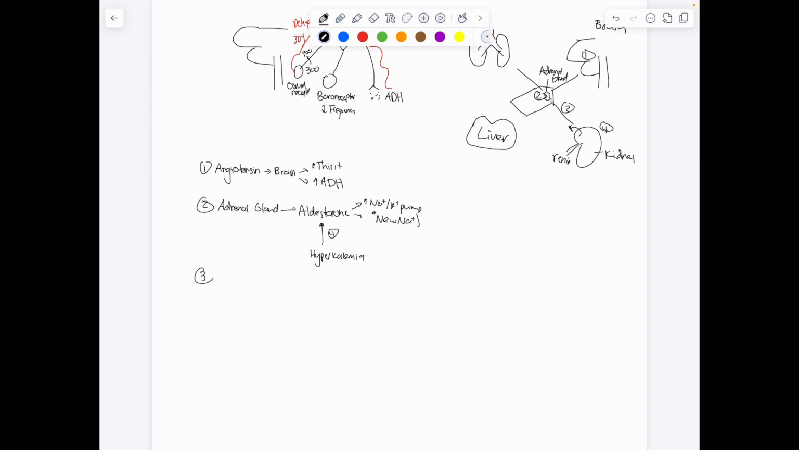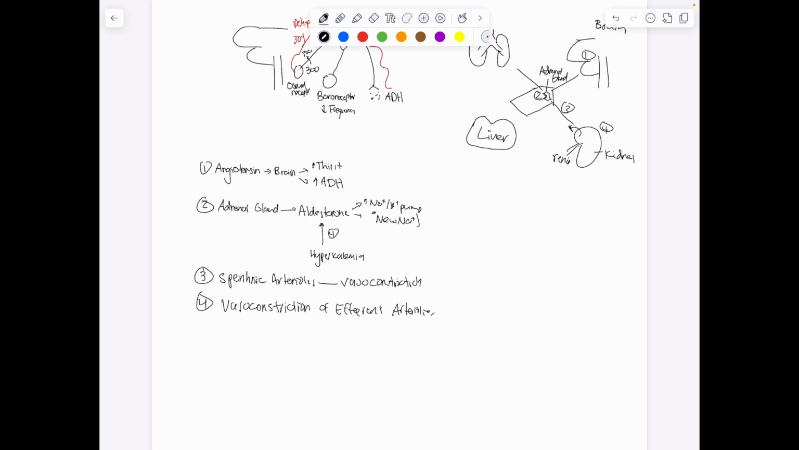So next we have our number 3, and so we have our splanchnic, I don't know how to say it or spell it, arterioles, which will cause vasoconstriction. And then 4, we have vasoconstriction of efferent arterioles.